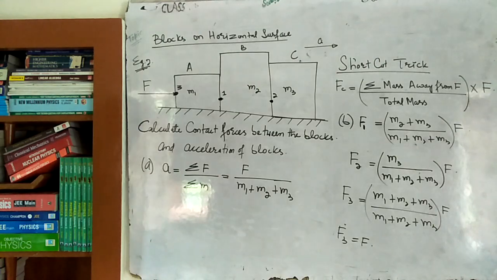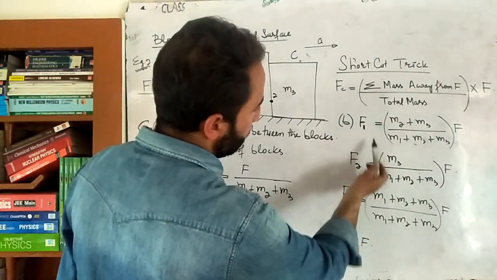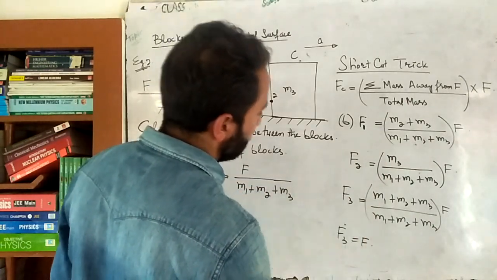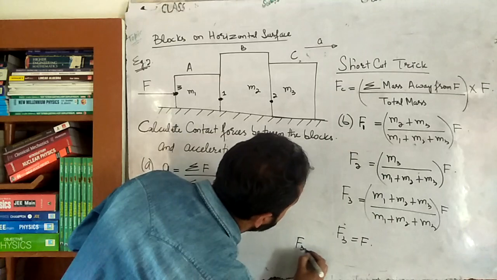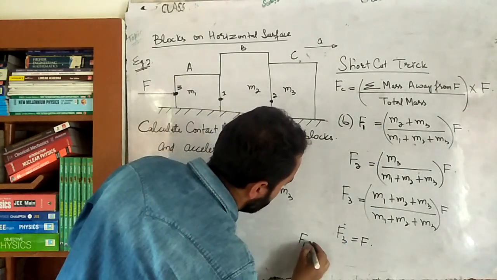Okay, na beta? Then there's one more point: this force here, this F1, this F2, and this F3. So F3 is greatest among the three. Or rather, we can compare F1 and F2. F1 is obviously greater than F2.